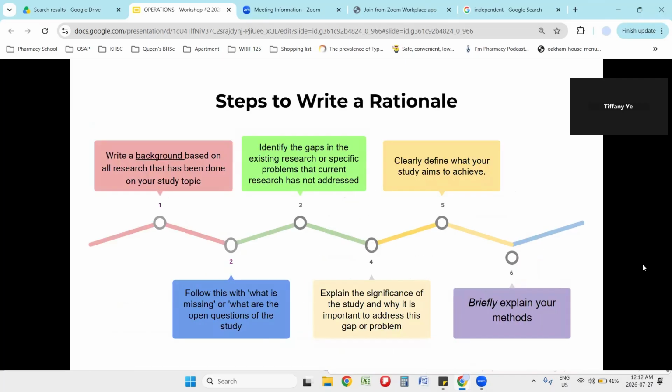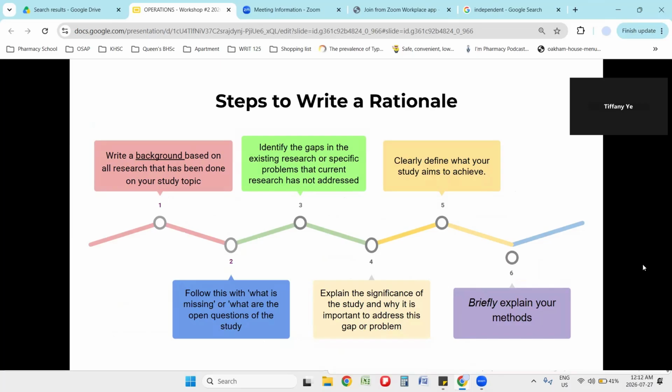So here are the steps to write a rationale. First of all, you want to write a background based on all the research that has been done on your study topic. Then you want to follow this with what is missing or what are the open questions of all the research that has been put out on the internet.